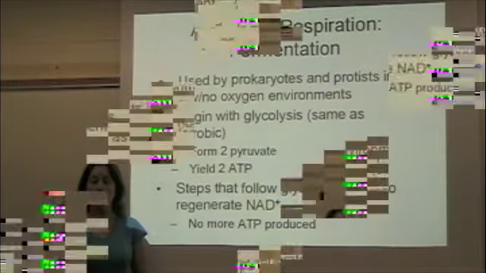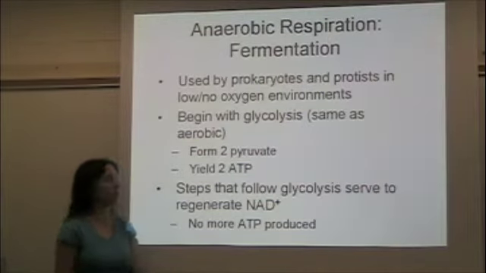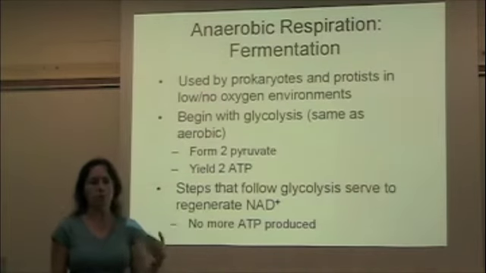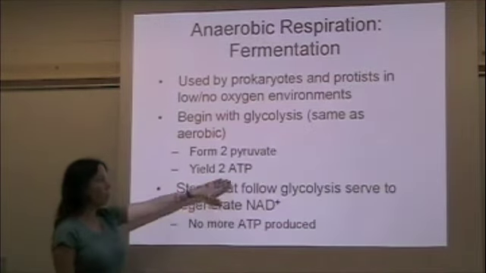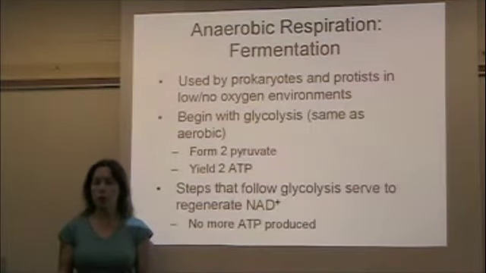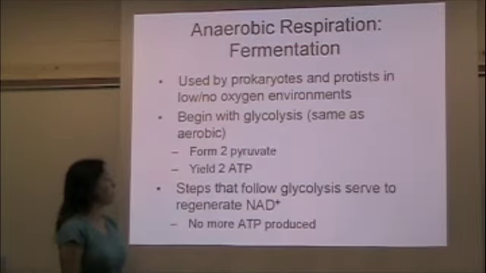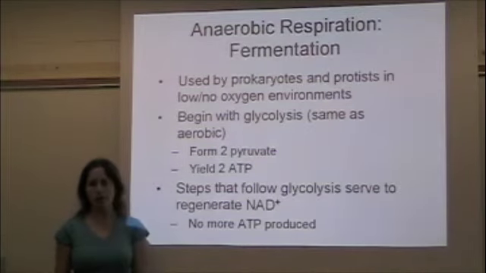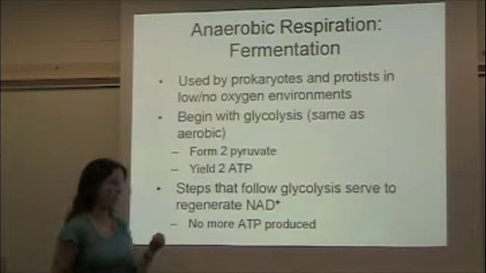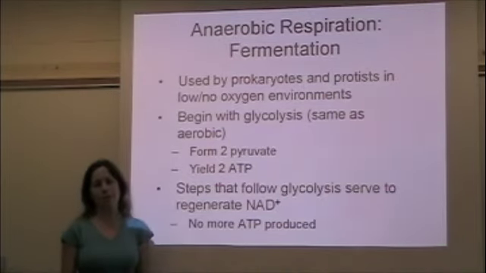respiration begins with glycolysis. It breaks down into the pyruvates, and it makes two net ATP, two new ATP. And those are the only ATP that are created in the process of anaerobic respiration. Since these are relatively small, simple organisms, 2 ATP is enough for them. The steps that follow glycolysis serve to regenerate NAD+. Remember, NAD+ needs to come in and get a hydrogen to make NADH, but there are no more ATP produced.